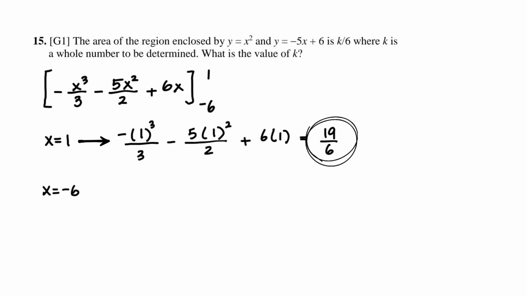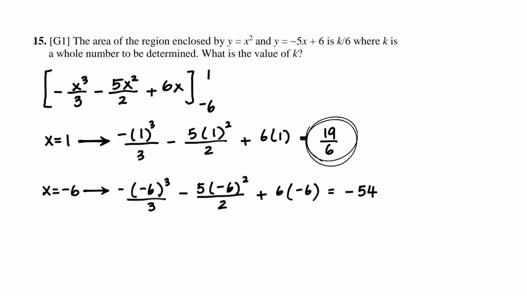However, watch your signs when solving because our x value is negative. So, the quantity negative 6 cubed over 3 minus 5 times negative 6 squared over 2 plus 6 times negative 6 equals negative 54. Finally, subtract the results.